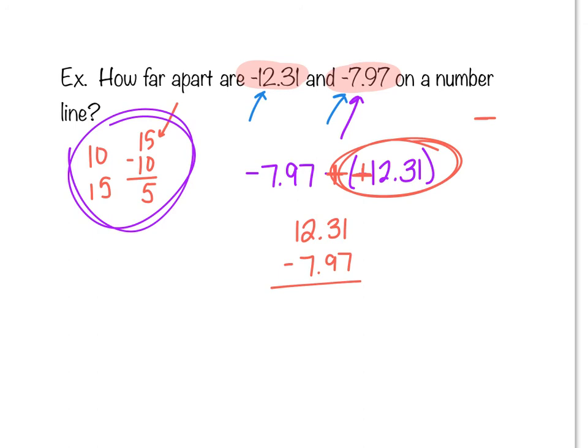And we're going to go ahead and subtract. Now, I already lined up the decimal points, but we have to borrow from the 3 to make it a 2. And this 11 minus 7 is 4. And I have to borrow again. And 12 minus 9 is 3. And I have to borrow again. And 11 minus 7 is 4, and it's going to be positive 4.34. That's how far they are apart. Remember, we said it was going to be kind of close to 5, so that's pretty darn close.